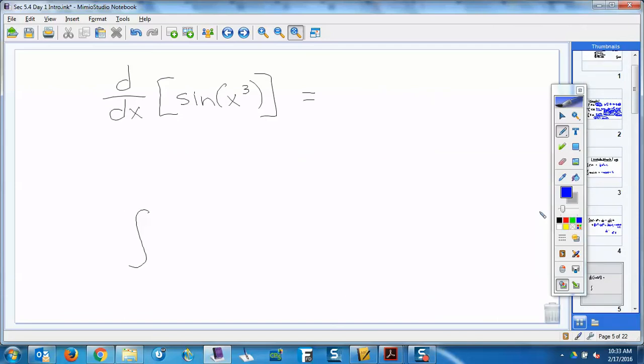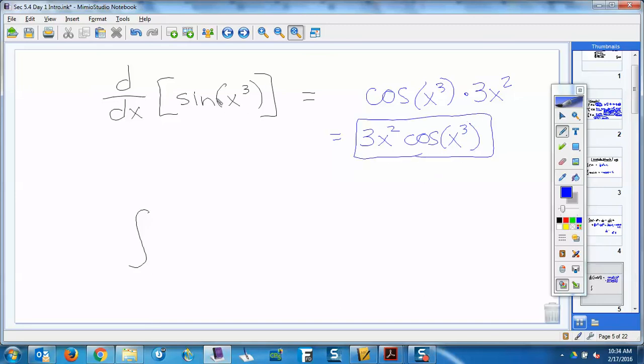What happens when you get stuff on the inside? So this is what led us into this u substitution thing. So let's go back to derivatives. What's the derivative of sine x cubed? Cosine x cubed times 3x squared, derivative of the inside. Now we might write that 3x squared cosine x cubed, maybe it doesn't matter, that's just rearranging, I don't care about that. That is the derivative of that.